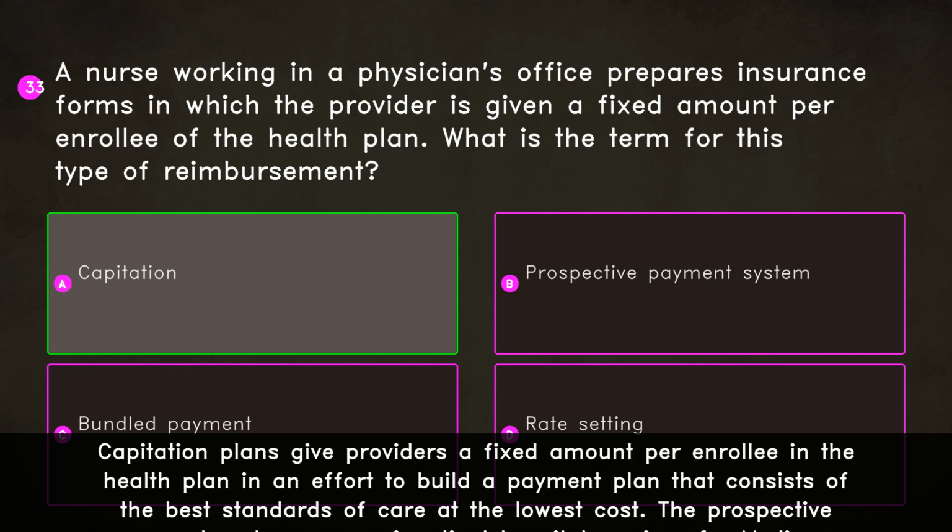Capitation plans give providers a fixed amount per enrollee in the health plan in an effort to build a payment plan that consists of the best standards of care at the lowest cost. The prospective payment system groups inpatient hospital services for Medicare patients into DRGs. With bundled payments, providers receive a fixed sum of money to provide a range of services. Rate setting means that the government could set targets or caps for spending on healthcare services.